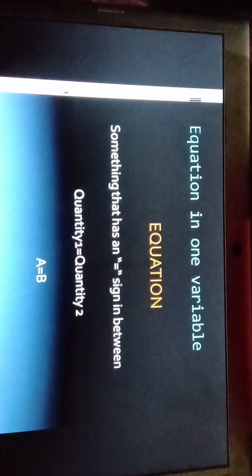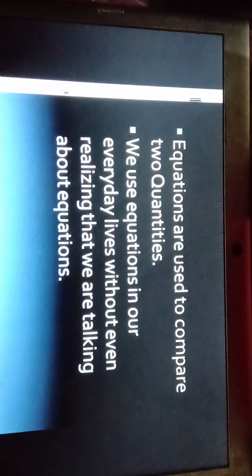Quantity 1 is equal to quantity 2. This is an equation. Here we are comparing two quantities and saying that quantity 1 and quantity 2 are equal. Similarly, if we write A is equal to B, it means A and B both are the same. Thus, equations are used to compare two quantities.